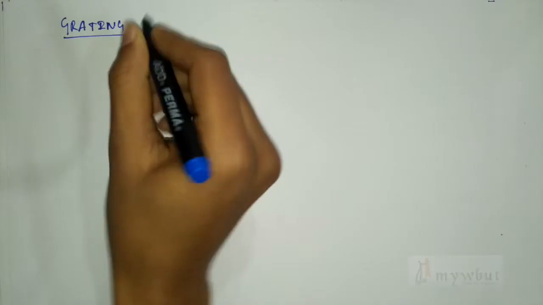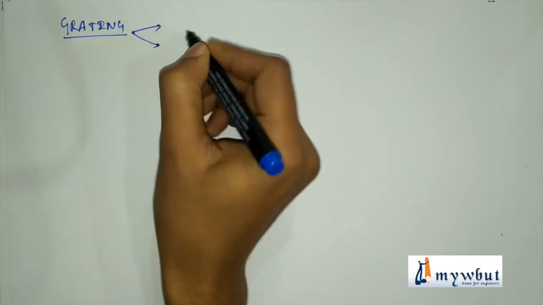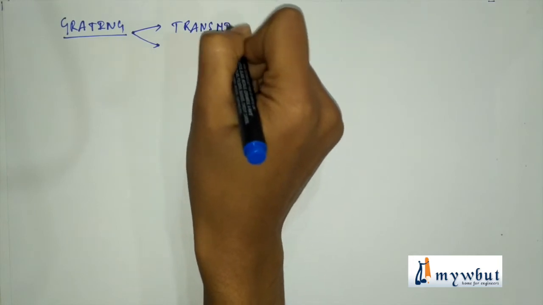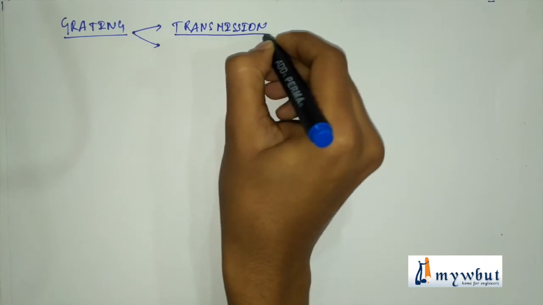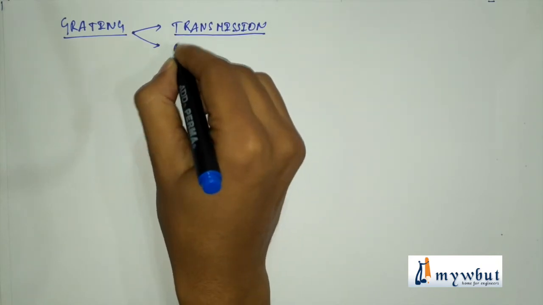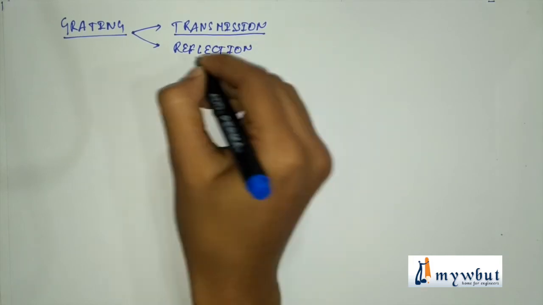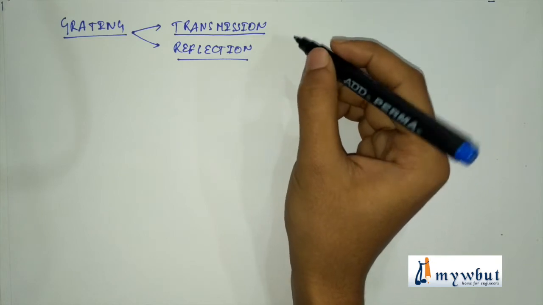So now, after knowing the definition of grating, let us understand the two different types of grating. It can be divided into two types. Number one is the transmission grating, and number two is the reflection grating. So what is the basic difference between transmission and reflection grating?